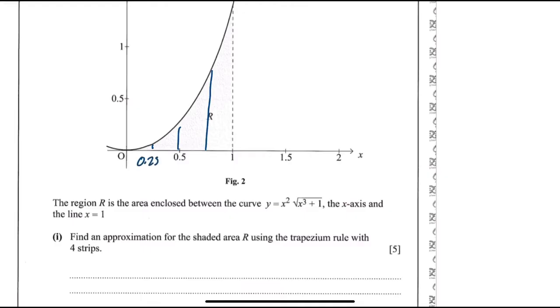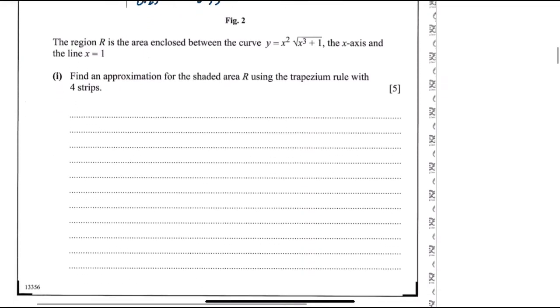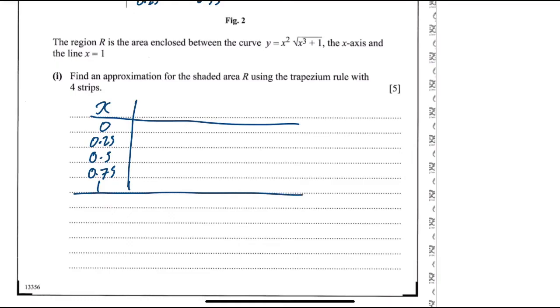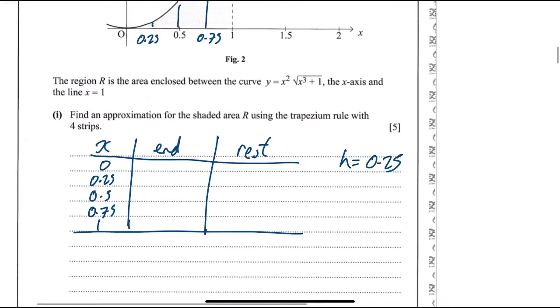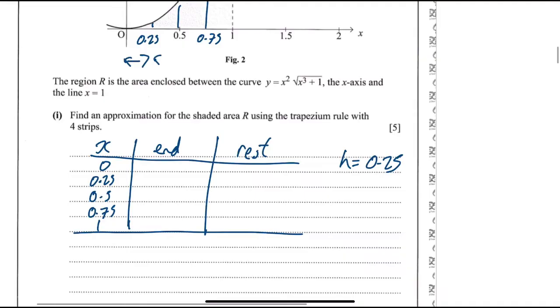Then your x values are 0, 0.25, 0.5, 0.75, and 1. And then the way I do the trapezium rule, I'll just have my x values, and then I do the y's, and then I do the rest. And also my h is the width of the strips, which is 0.25, because it was 0.25 between each of those.